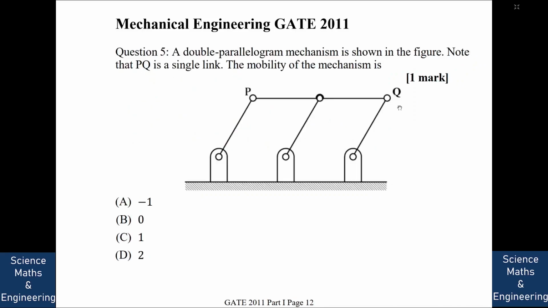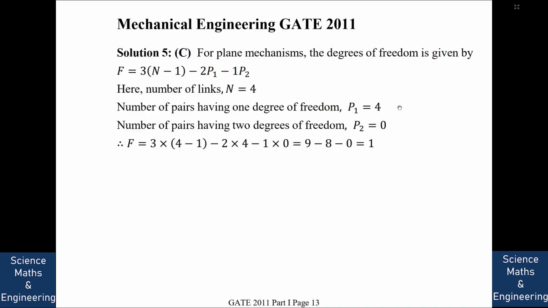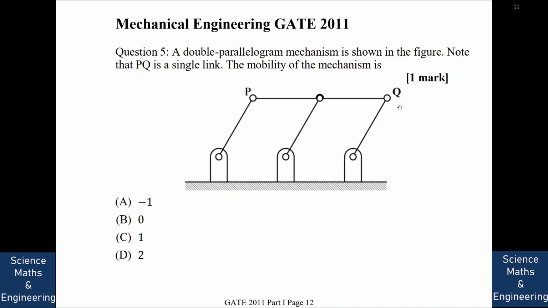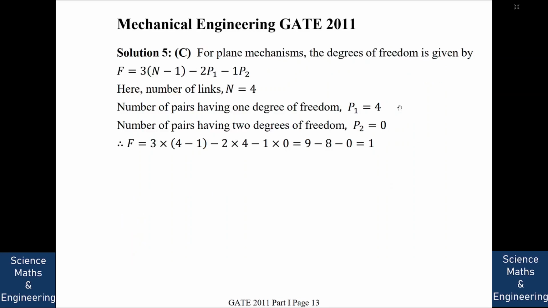Then the number of pairs having 1 degree of freedom would be again 4, and there is no pair that has 2 degrees of freedom or more. So P2 and P3 are all 0. P3 I am not showing in the equation as we have no pair with 3 degrees of freedom. So our F is equal to 3 into (n minus 1) minus 2 into P1 minus 1 into P2. From here we get F is equal to 1. Okay, so we'll go to the next question.